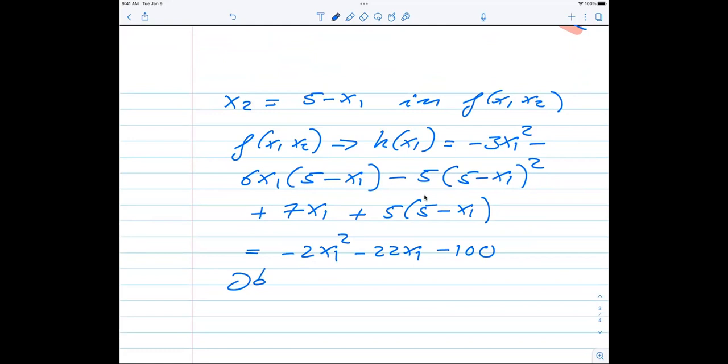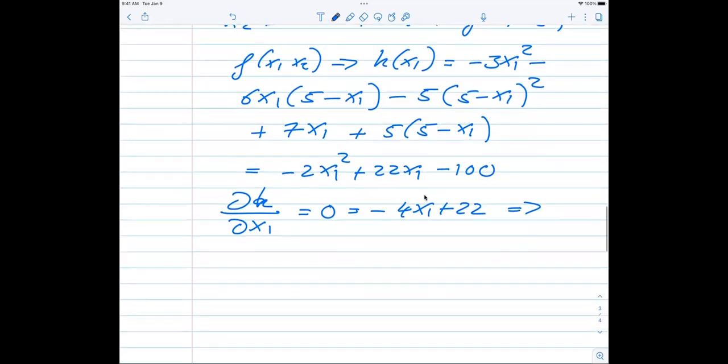So we take the derivative of this function h with respect to x1, and we want to minimize it. So this is the same as minus 4 times x1, and then minus, there should be a plus 22, I think. Yeah, there's a plus 22 here. And then we get plus 22, and that means that x1 is equal to 11 divided by 2.